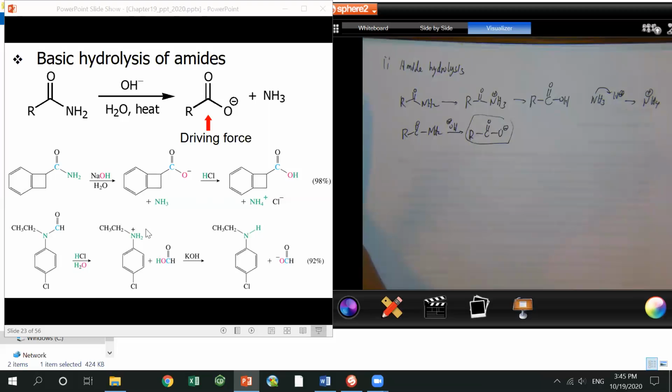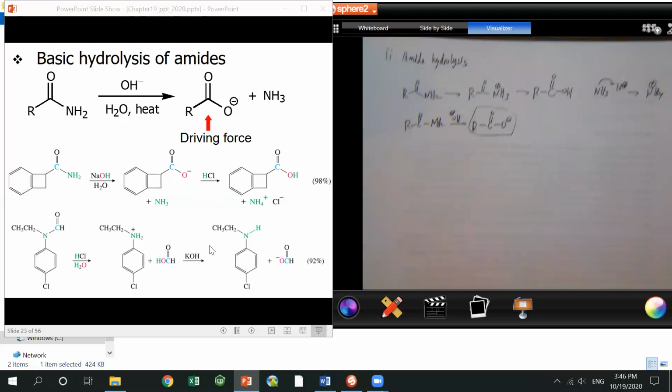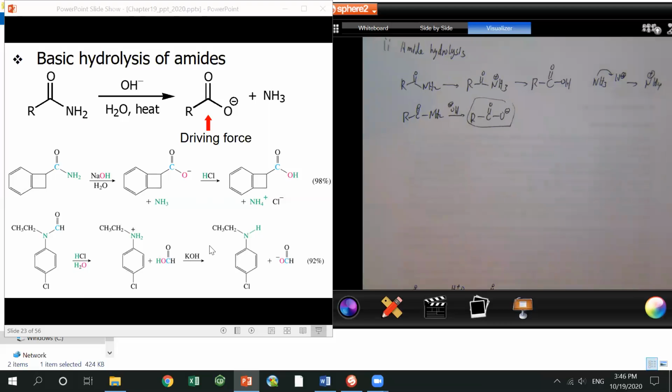This time people actually want the amine part, so that's why they do a basic condition workup, to give the final amine back. Although in our textbook it says you can get a carboxylic acid from an amide.